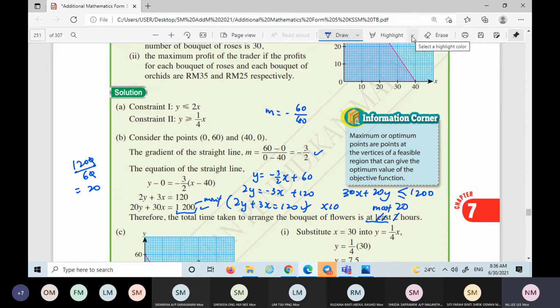So this is a sentence you're going to write out: the total time taken to arrange the bouquet of flowers is at most 20 hours. This is a sentence that they want you to write out. Part A, they give you in words, and you write out the inequality. Part B, they didn't give you the inequality. It's from the graph. You write out the inequality and then match to the questions, and then write out the constraint in words.